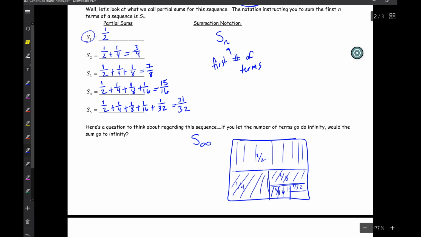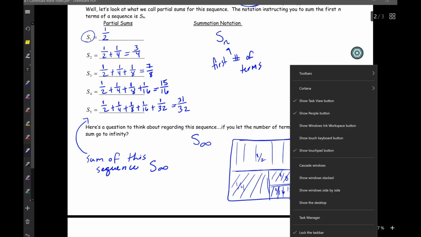How do I add 1/64? Half it. And then 1/128 is half of it. As I continue to add to infinity, what is the actual sum going to? 1. Exactly right. So the sum of this sequence, when going to infinity, is becoming closer and closer to 1.